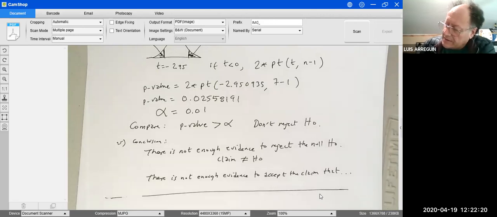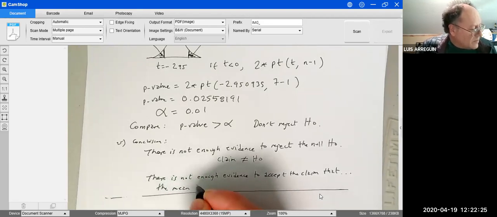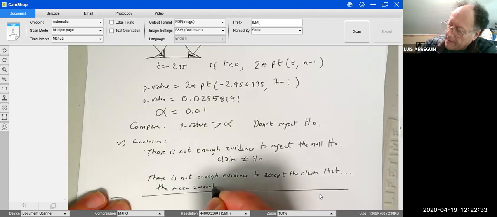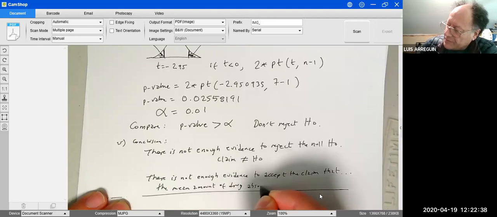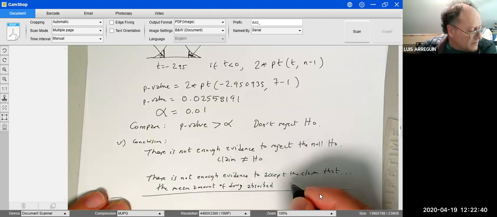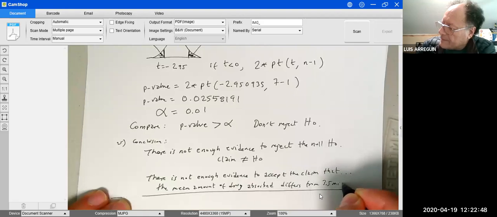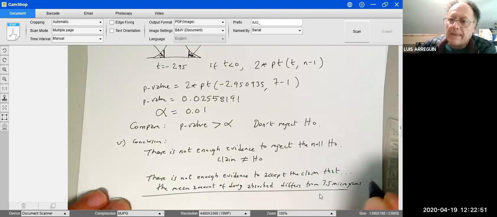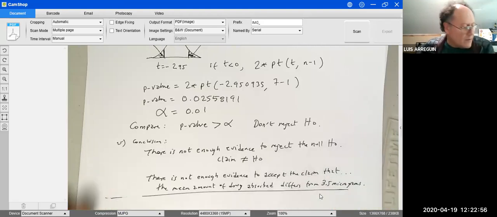Okay. That the mean. Let me complete just that. That the mean amount of drug that is absorbed differs from 3.5 micrograms. So there is no difference. Okay.